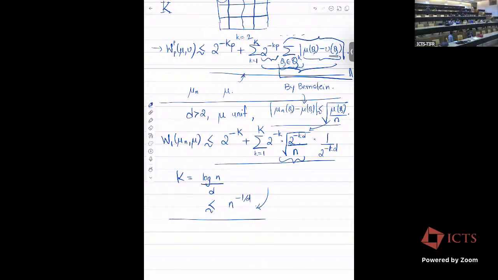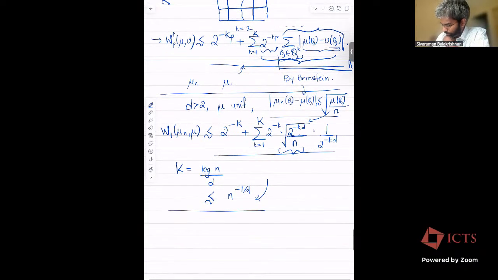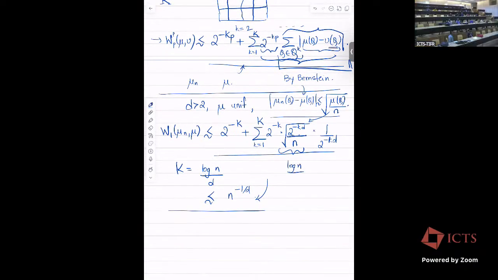What does this method give you for d equal to 2? It'll give you the same thing that chaining would give you. It'll give you log n over square root n. Yeah. I see.